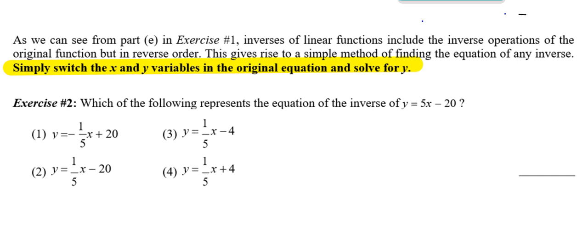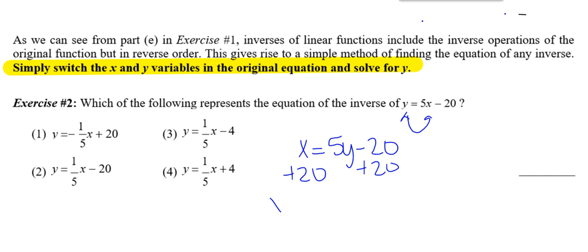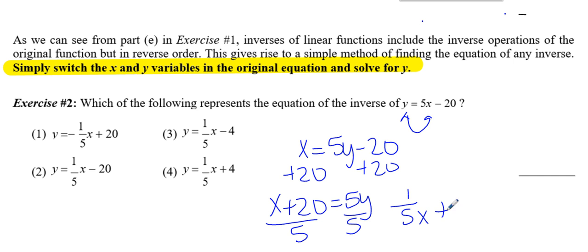So in exercise 2, it says, which of the following represents the equation of the inverse of y equals 5x minus 20? Again, you just switch those. So I have x equals 5y minus 20. Add 20 to both sides because I'm solving for y. X plus 20 equals 5y. Divide by 5, and you have to divide everything by 5. I'm going to rewrite it because it says y is on the left. So I'd have 1 over 5 x plus 4 equals y, which is also the same thing as y equals 1/5 x plus 4.